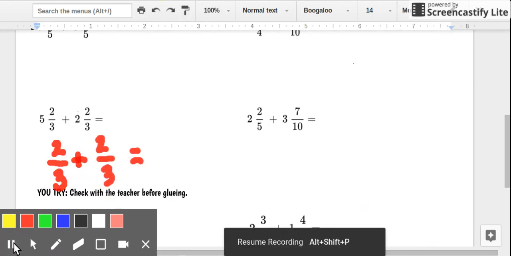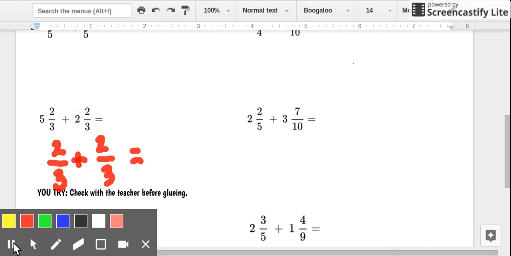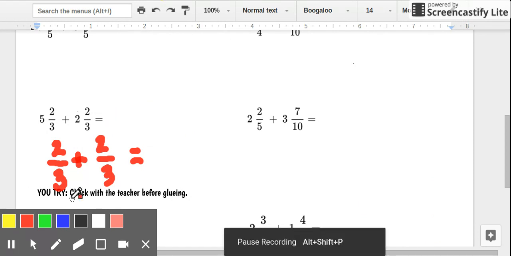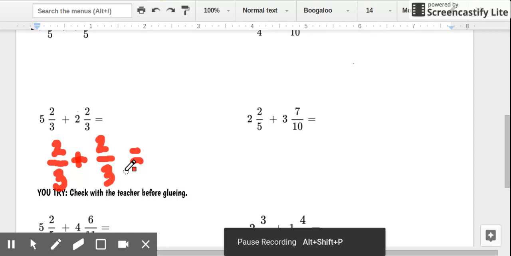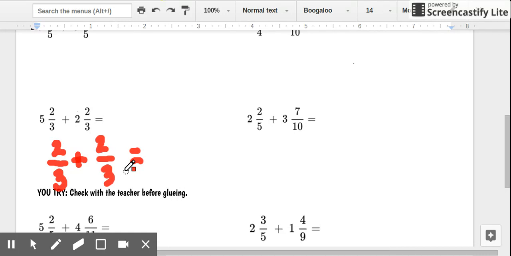All right, so this example, 5 2/3 plus 2 2/3. When they have the same denominator, you don't need to do the butterfly method or the least common denominator. You just add the numerators. So here you get 4/3. And this is the problem you'll sometimes run into whenever you use this method. You can't have an improper fraction in your final answer. So all you need to do is change it back into a mixed number.